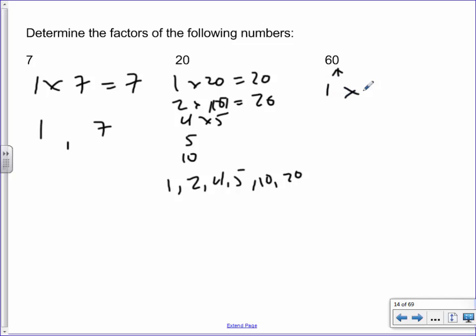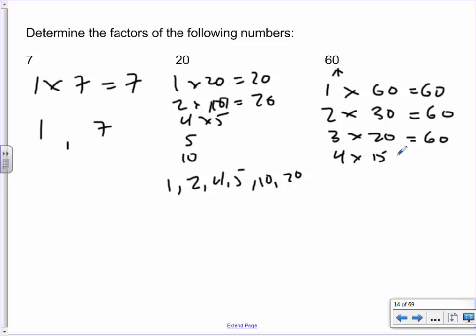Right off the bat, we know 1 and 60 works, right? 60 is even. Guaranteed 2 goes in, so 2 times 30. Well, no, let's go up in order. So 3 works, because 3 and 20 will give you 60. How about 4? 4 and 15. Yeah, that'll work. 4 and 15. Again, basic math facts really help, right?